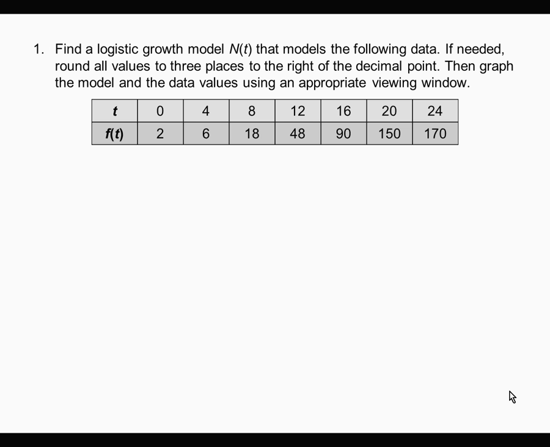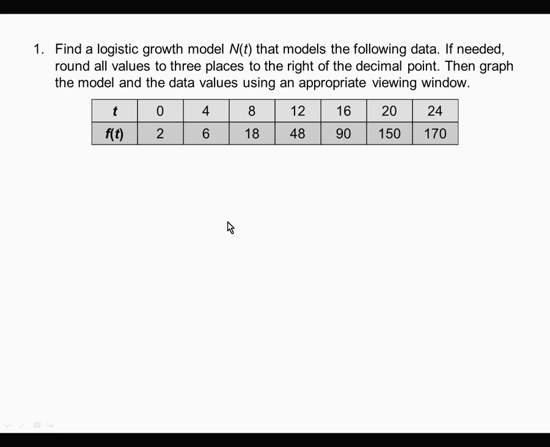So, some examples. Number one says, find the logistic growth model N of t that models the following data. If needed, round all values to 3 places right of the decimal point. Remember, those values we find are called the parameters. Then graph the model and the data values using an appropriate viewing window.